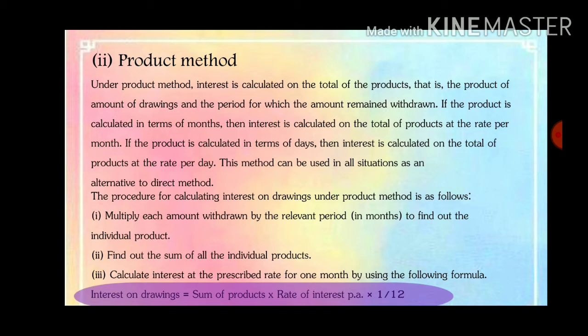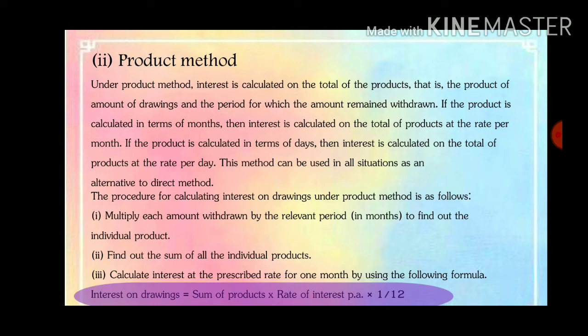normally withdrawn monthly once, or weekly once, or 3 months once, regularly withdrawing the amount. This is the direct method. Then the second one, product method. This method is an irregular method. So under product method, interest is calculated on the total of the products, that is, the product of the amount of drawings and the period for which the amount remained withdrawn.